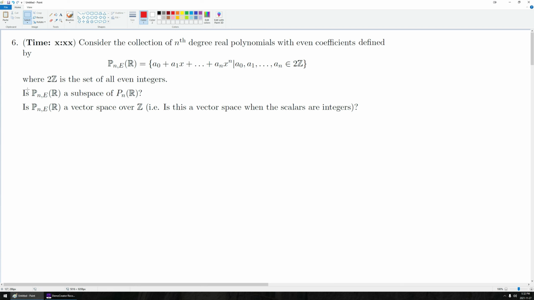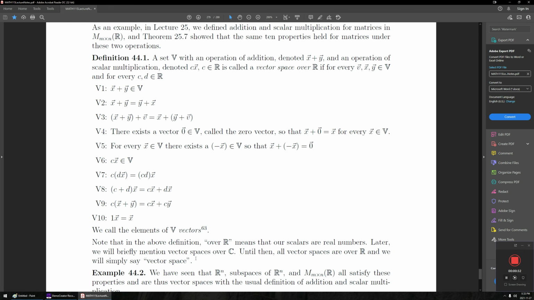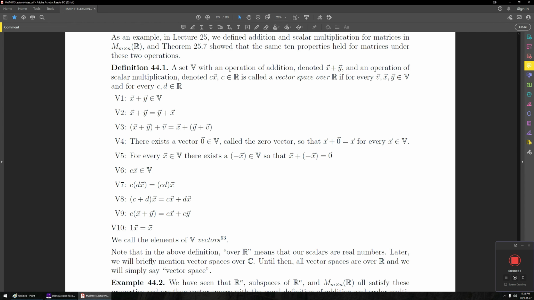Okay, so I have 2 questions. Is this a subspace of Pn of R? And further, is this a vector space over Z? So what do I mean by a vector space over Z? Well, here I'm just replacing the scalars in the definition of a vector space with real numbers. To be explicit, by vector space over Z, I really mean to take this definition exactly as I had it here, but instead of having this be the real numbers, have this be Z and call it a vector space over Z.